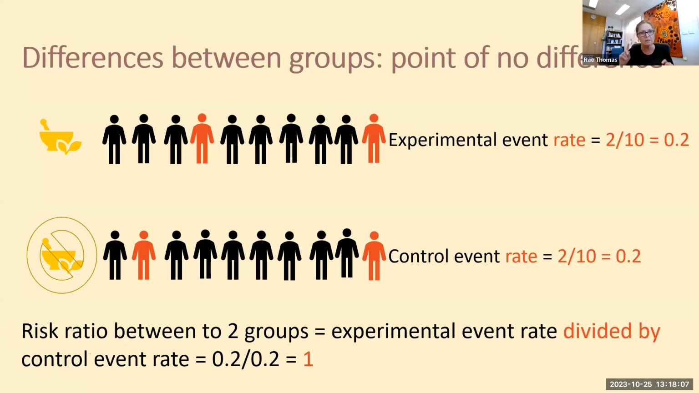Now, these are the 2 numbers that you should have firmly in your head. If you are looking at mean differences between groups, the point of no difference is 0. If you are looking at dichotomous data and your outcomes are ratios, it is really super likely, although not 100%, but super likely, that the point of no difference you're looking for is the number 1. And I'll walk you through that in a minute as well.